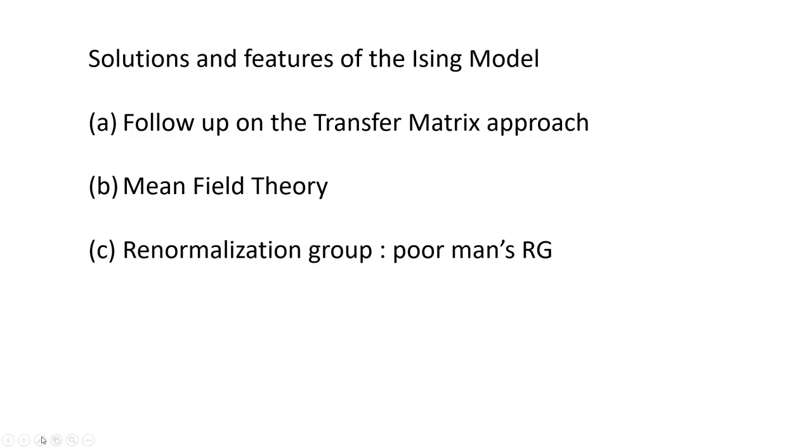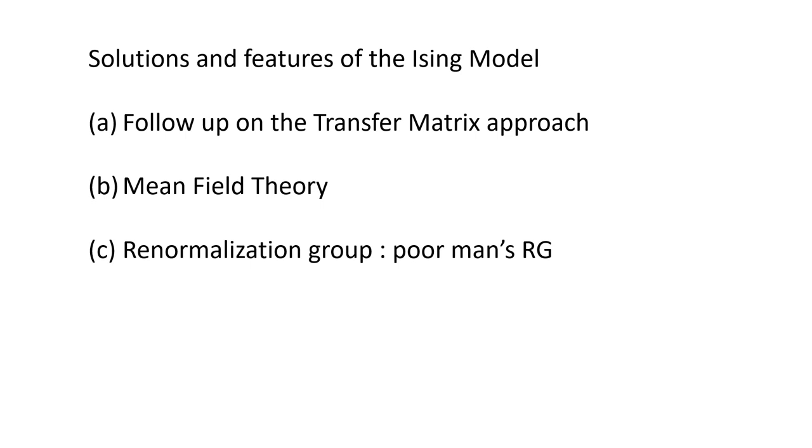This is how the solutions of a 2x2 matrix come about. All it boils down to is calculating the eigenvalues, and hence the eigenvectors, which we have not used, but we'll use that now, and get some properties of this 1D Ising model. So we'll do a little bit of follow-up on the transfer matrix approach, and then we'll talk about mean field theory. And again, the third technique that we'll be talking about is a renormalization group, which is also known as a poor man's RG, or the Kadanoff technique or Kadanoff transformation.